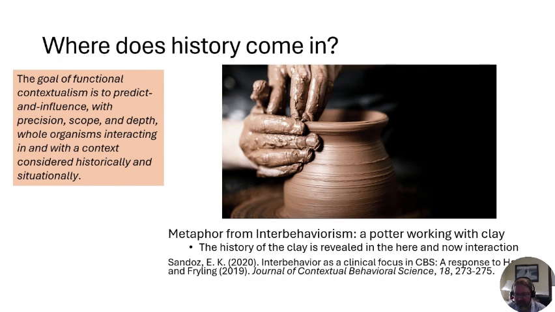It's just that there's a specific way of talking about it that is consistent with the aims of behaviorism and functional contextualism, right? Because we want to have that prediction and influence, we are going to talk in special ways about history, but we are interested in the context that is defined both historically and situationally.